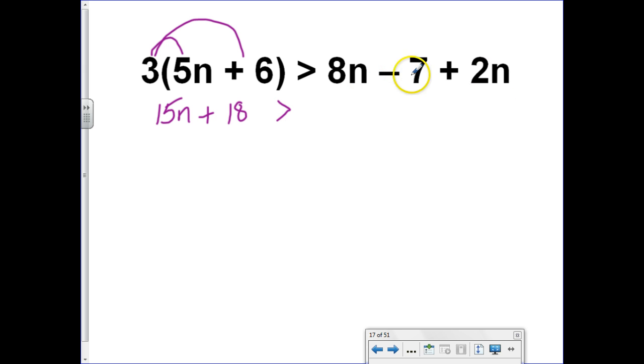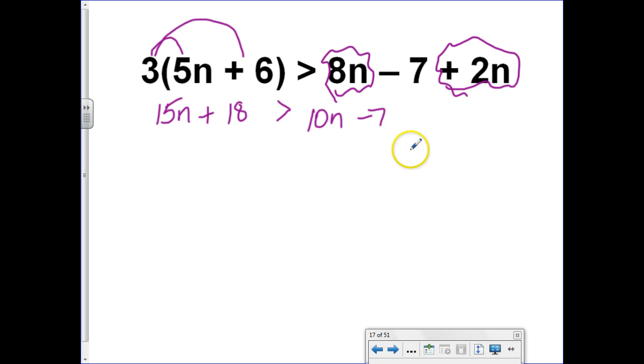On this side, I don't have to distribute, but I want you to notice that you have some like terms here that you should be combining. 8n and a plus 2n gives you 10n. And I still am subtracting 7, or think of that as negative 7. Now I've gotten it cleaned up this far. Get your variable on one side. In this case, we can probably make positive Polly and Louis the lefty, always wanting the variable on the left.